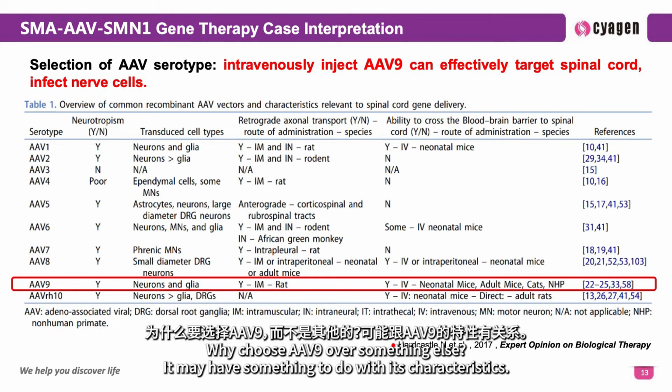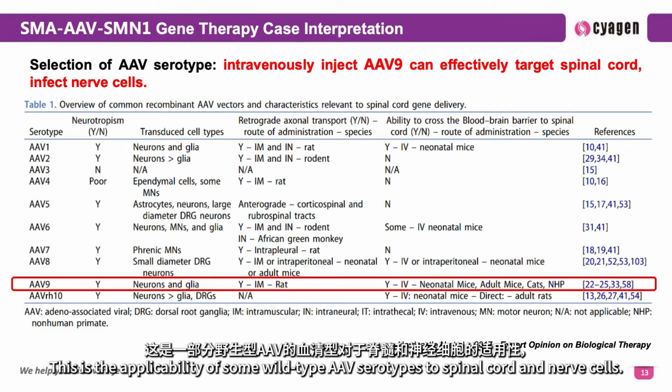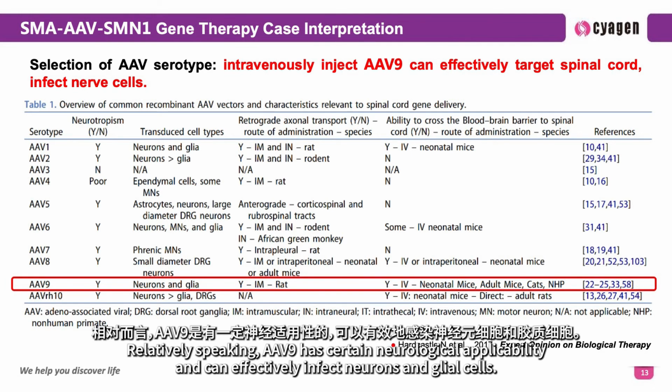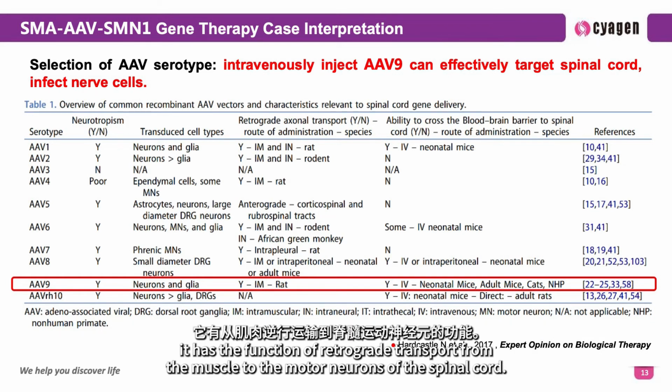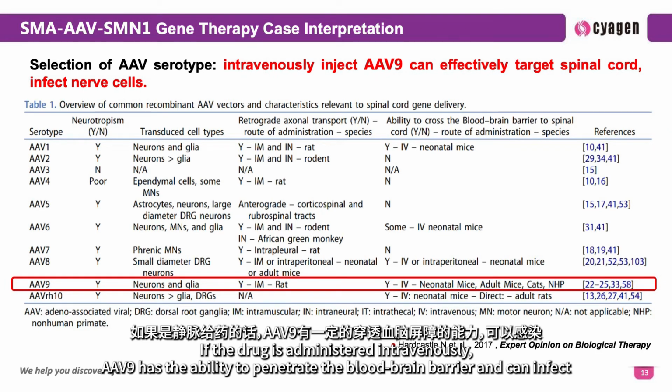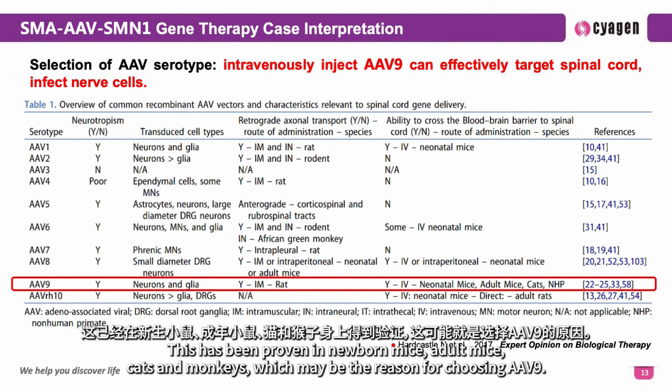Why choose AAV9 over something else? It may have something to do with its characteristics. This is the applicability of some wild-type AAV serotypes to spinal cord and nerve cells. Relatively speaking, AAV9 has certain neurological applicability and can effectively infect neurons and glial cells. If injected intramuscularly, it has the function of retrograde transport from the muscle to the motor neurons of the spinal cord. If the drug is administered intravenously, AAV9 has the ability to penetrate the blood-brain barrier and can infect the spinal cord cells. This has been proven in newborn mice, adult mice, cats and monkeys, which may be the reason for choosing AAV9.